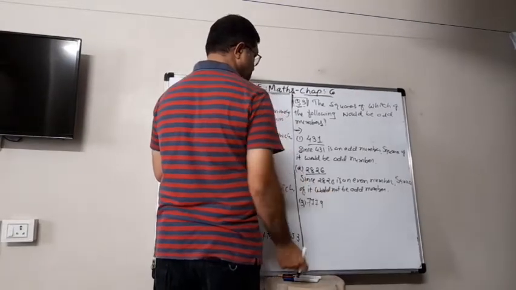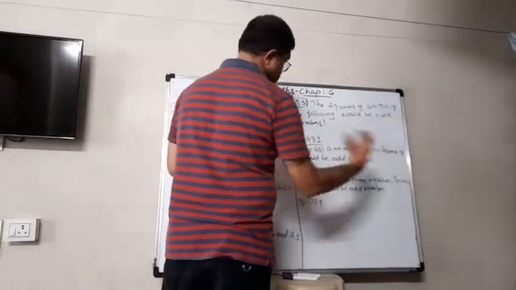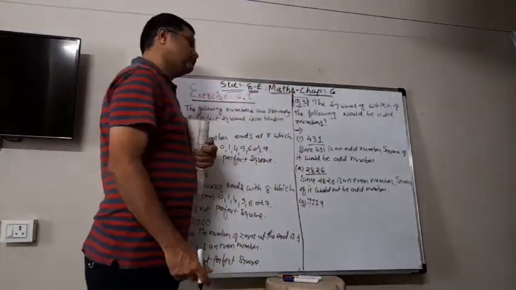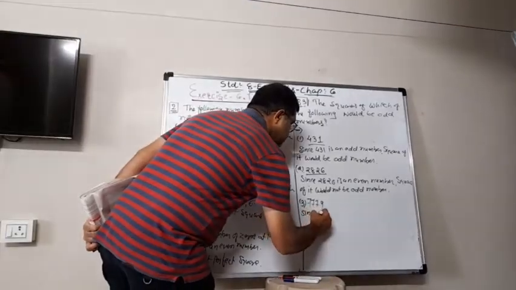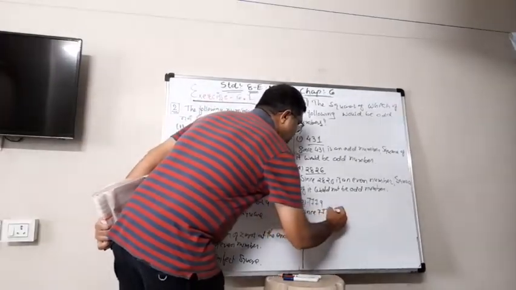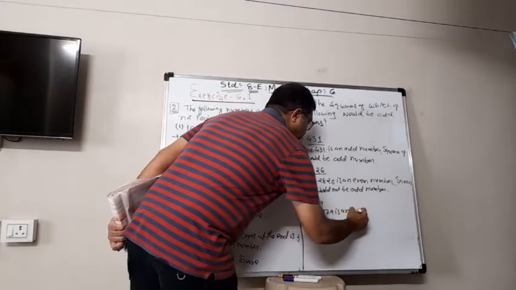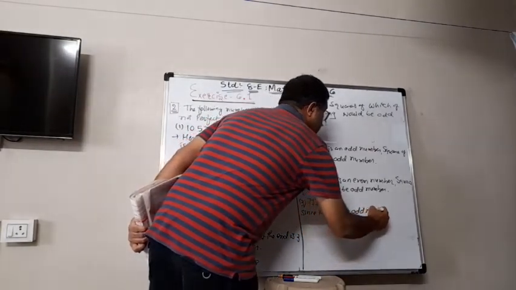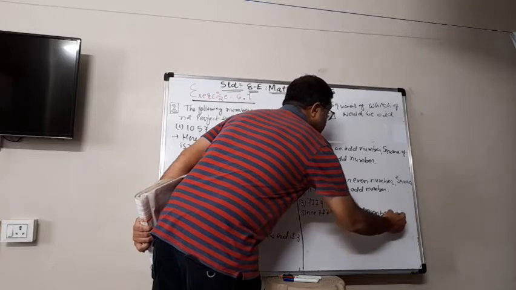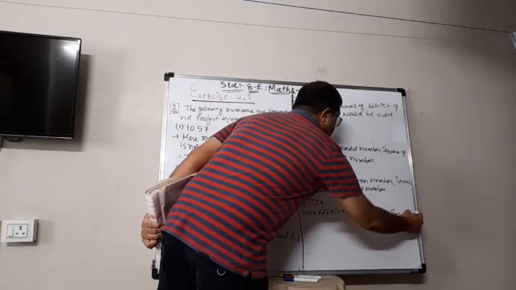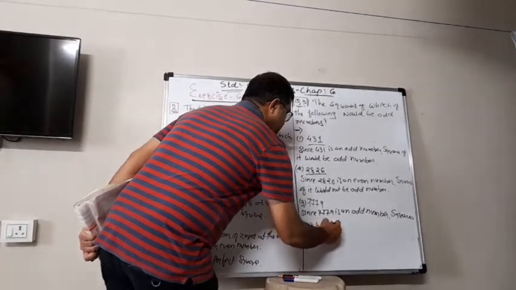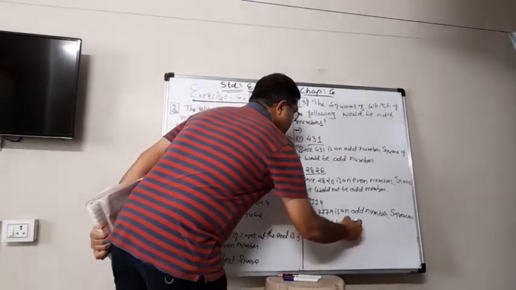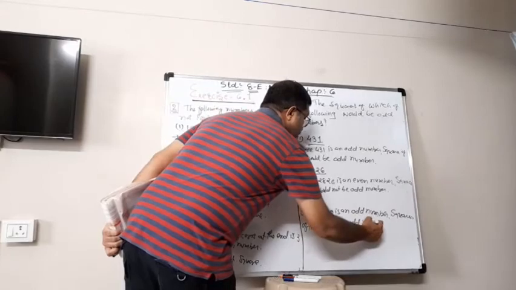Here it ends with 9, so it is an odd number. So the square of it would also be an odd number. Since 7779 is an odd number, the square of it would be an odd number.